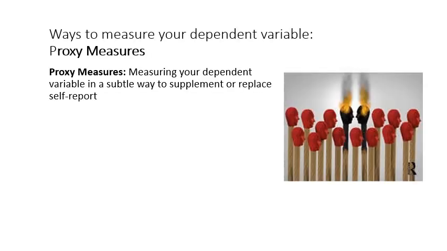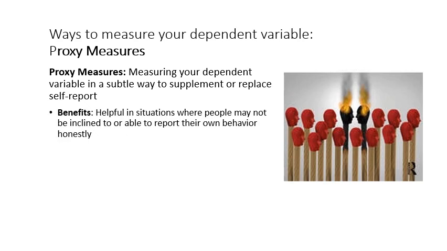An example of these proxy measures or task measures. So this would be measuring our dependent variable in a subtle way to supplement or replace self-report. We know the limits of self-report, those personality inventories or scales that people take, and so these proxy or task measures can supplement that. They're beneficial because they're helpful where people may not be inclined to or able to report their own behavior honestly. So if we think people might not be honest, then getting them a task would be good. Similarly, physiological measures might be good.